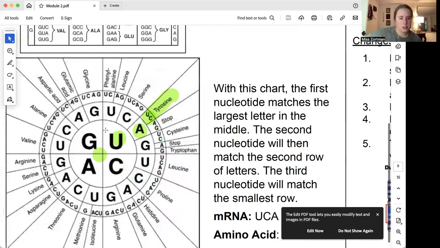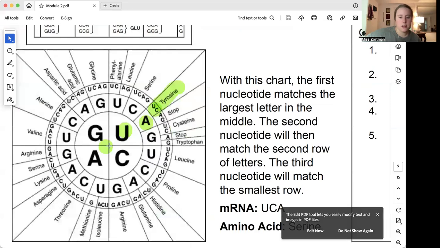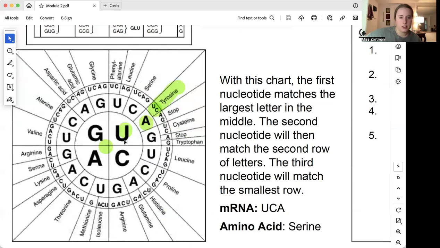If you're using a circle chart, you start in the center. Say I gave you UAC, you go just out. So big, medium, small, and you get tyrosine.